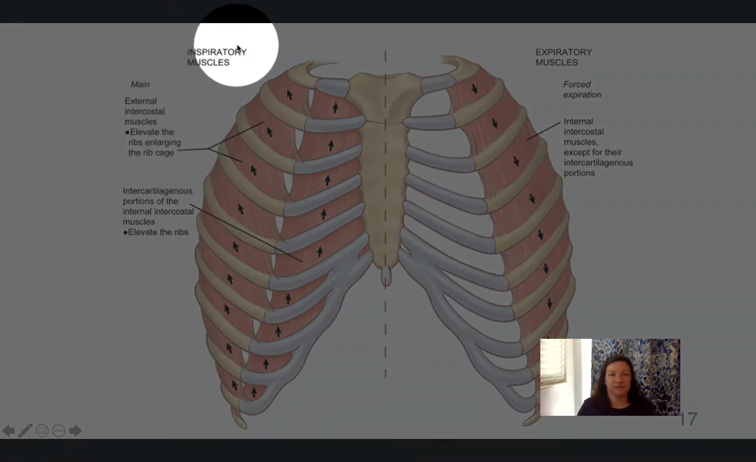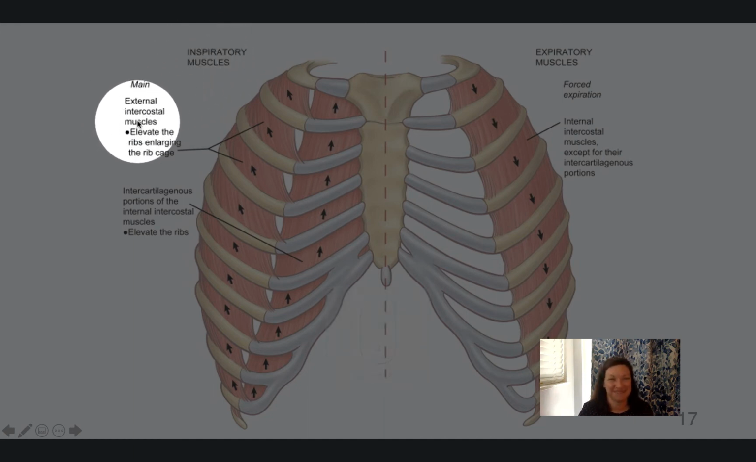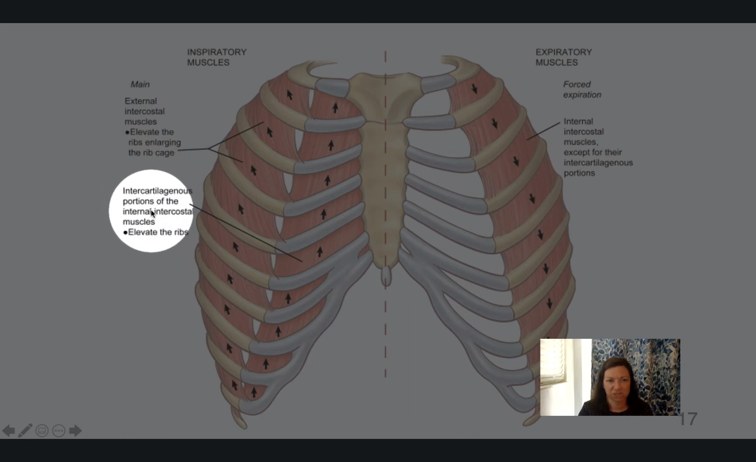So when we talk about inspiration or inhaling movements, so expansion of the thoracic cage, the main accessory muscle for this is the external intercostals. The external intercostals elevate the ribs to enlarge the thoracic cage. The external intercostals are aided by the chondral portion of the internal intercostals, which also elevate the ribs. So in terms of expanding the thoracic cage and increasing its volume, you've got the external intercostals and the cartilage portion of the internal intercostal muscles.